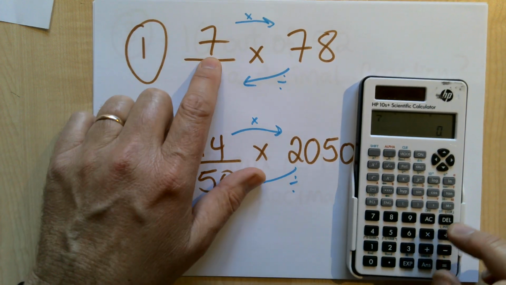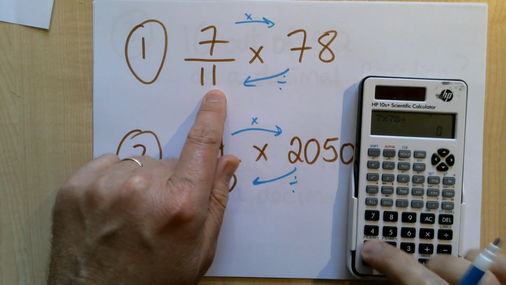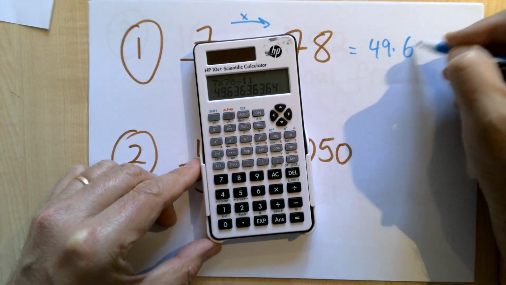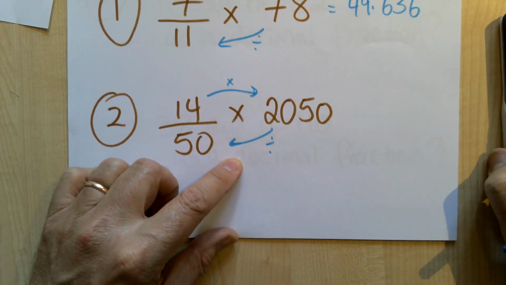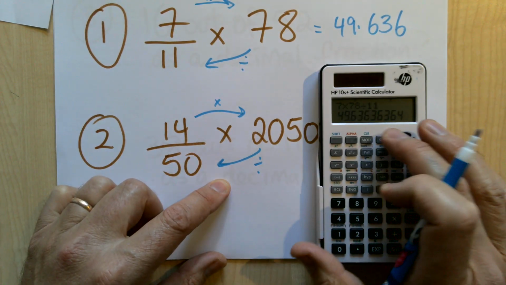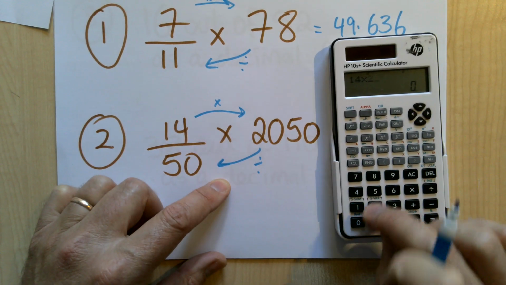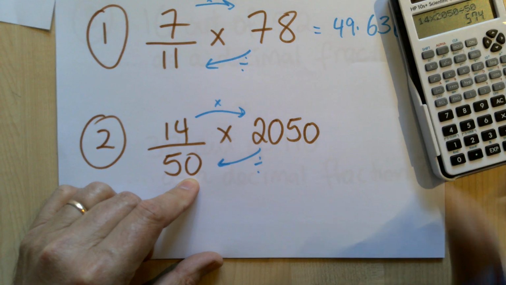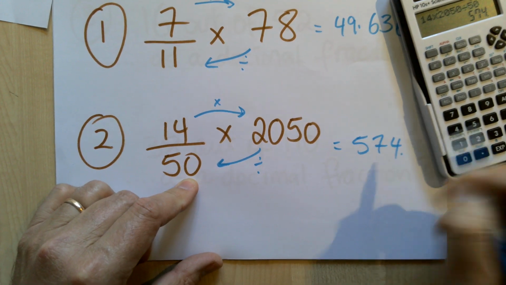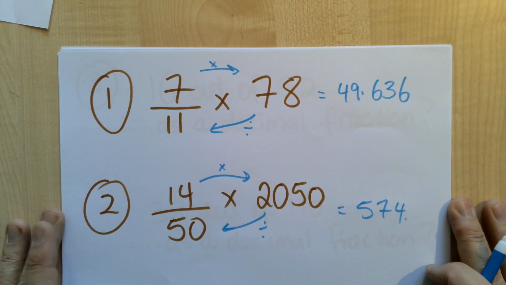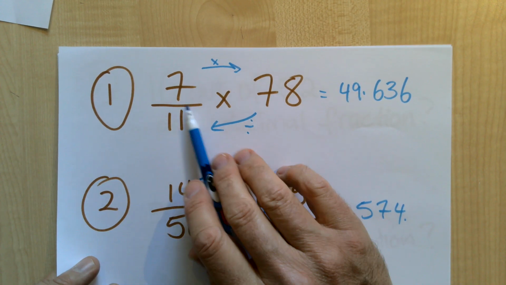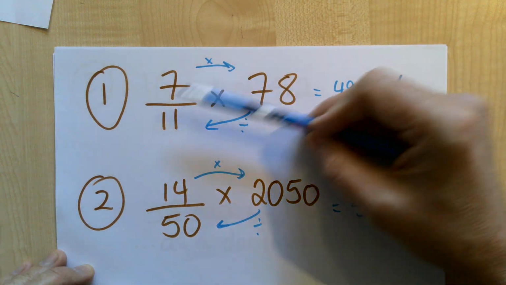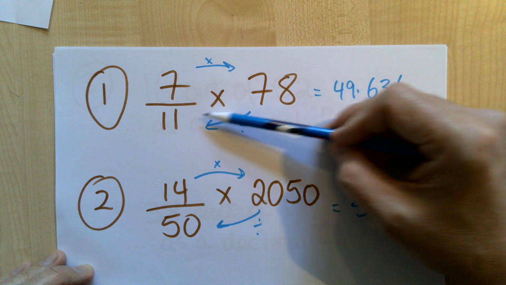All right, so I've got 7 times 78 divided by 11, and that gives me 49.636. That'll do. This one here, I've got 14 times 2050 divided by 50. That's 574. Neat. So you're definitely going to have to be able to do that. Finding a fraction of a number. It won't always be a whole number, but again, I don't care what the numbers are. Multiply the top, divide the bottom.